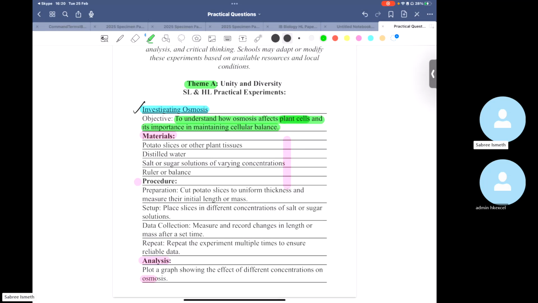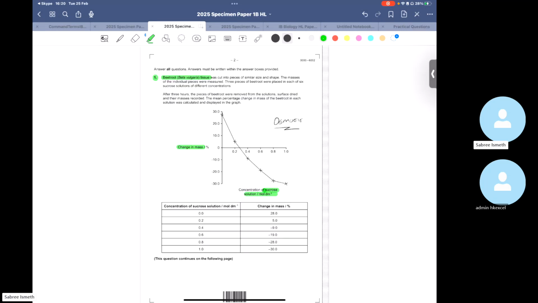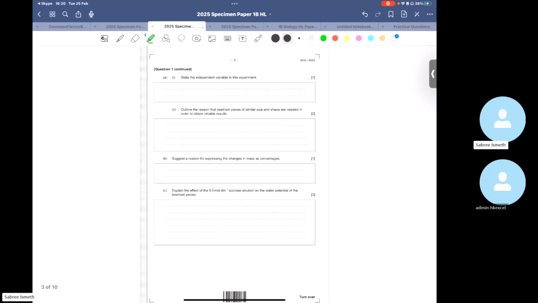So here it's plant cells. In the IB paper, they have directly spoken about beetroot, which is also plant cells. So we can find the percentage change in mass. You see here the IV, the independent variable, and other parts of the experiment in terms of control variables. The questions are actually themed in terms of control variables, procedure, and evaluation. So I want you to practice it in that sense.